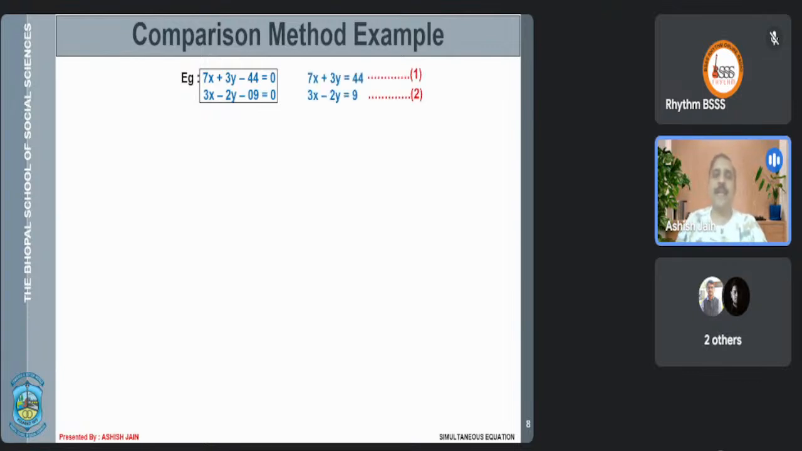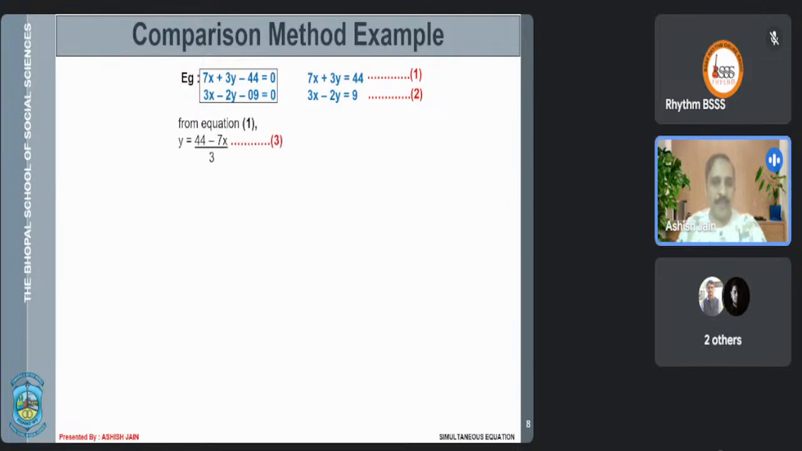So it becomes 7x plus 3y. I take this minus 44 to this side, it becomes plus 44. Similarly, I take this 9 to this side, it becomes plus 9. So I have the equation as 3x minus 2y is equal to 9. So mark them as equation number 1 and 2.